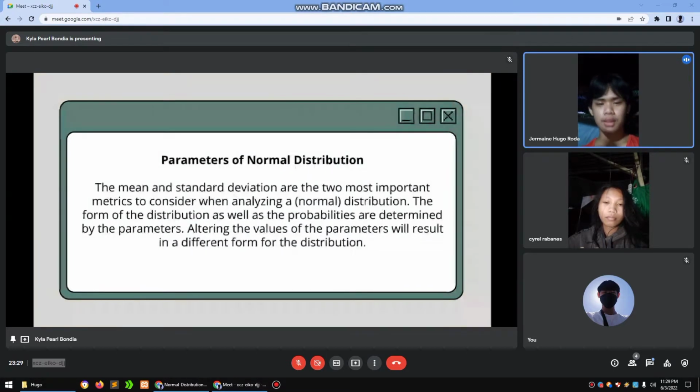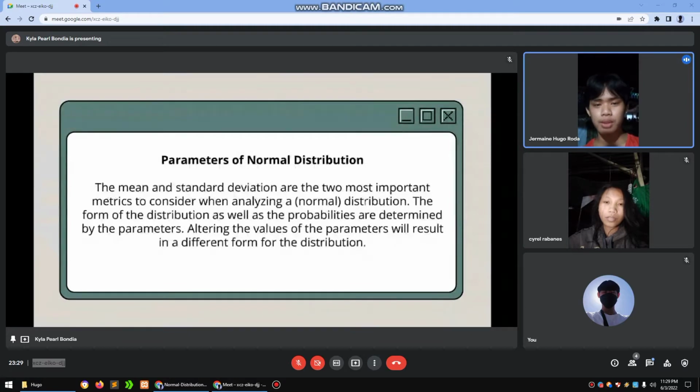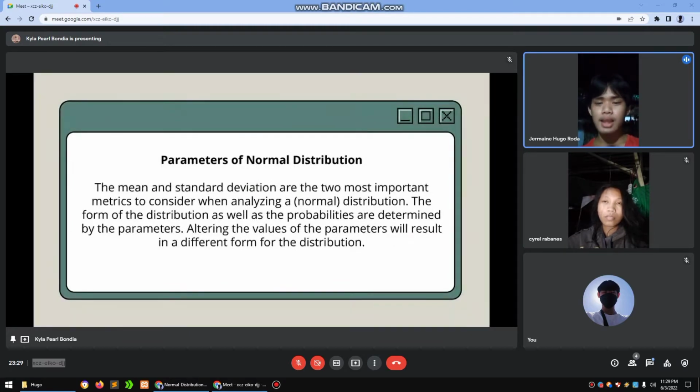Parameters of normal distribution. The mean and standard deviation are the two most important metrics to consider when analyzing a normal distribution. Needed po yung mean and standard deviation para ma-recognize or masukat nyo po yung inyong graph po. The form of the distribution as well as the probabilities are determined by the parameters. Altering the values of parameters will result in a different form for the distribution.